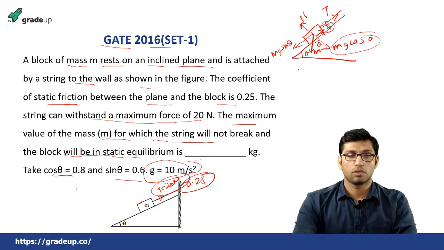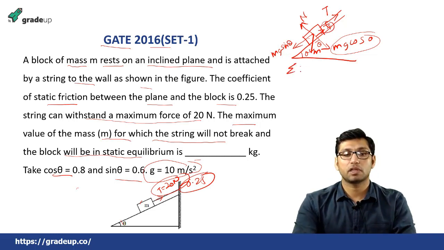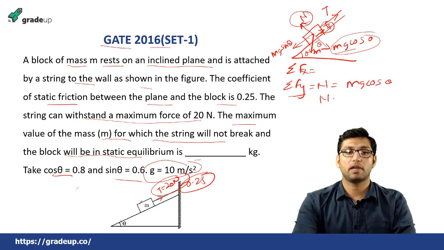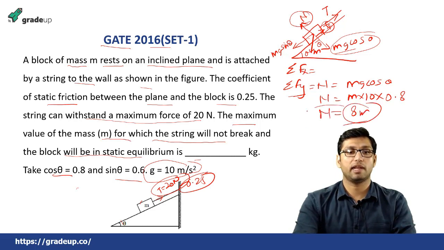So what you have to do is apply the equations of equilibrium in the x direction and y direction. From the equilibrium of forces in the y direction, the normal reaction n is equal to mg cos theta. So the normal reaction will be equal to m, g is 10 and cos theta is 0.8, so this will be equal to 8 into m. N is equal to 8m.